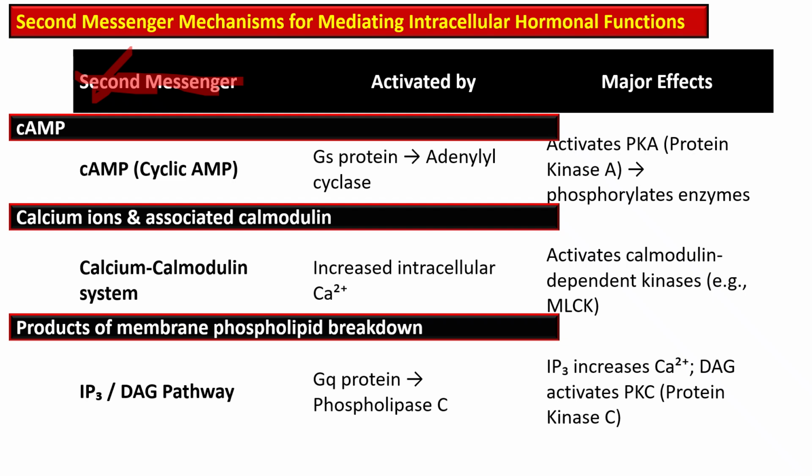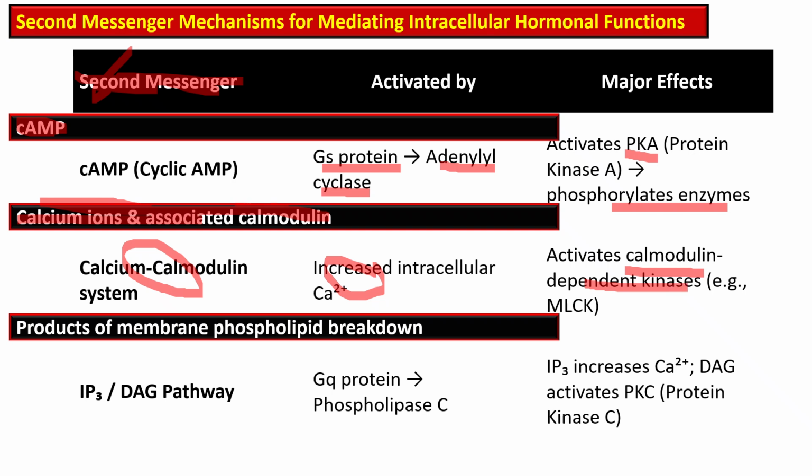The second messengers for mediating the intracellular hormonal function are cyclic AMP, that is activated by G stimulatory protein that leads to formation of adenylyl cyclase, and this activates protein kinase A and phosphorylates enzymes. Another second messenger system is calcium ion and calmodulin, and this calcium calmodulin system increases intracellular calcium concentration that activates calmodulin dependent kinases.